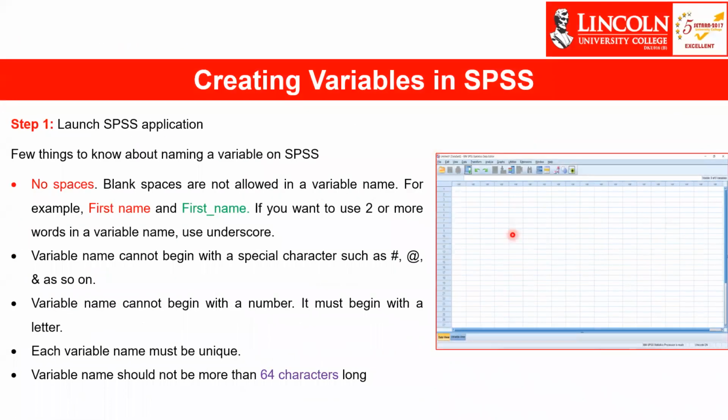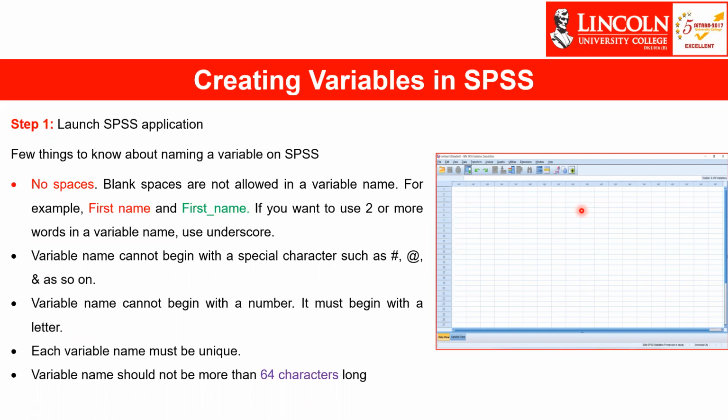Now, how do we create variables in SPSS? This one we discussed last time, but again, let's quickly look at it in detail. The first thing is you launch your SPSS application. How do you do that? You double click on the SPSS icon on your system, and that will open up this particular interface. Now, a few things to know about naming a variable in SPSS. I mentioned this to you last week, but I did not go into detail.